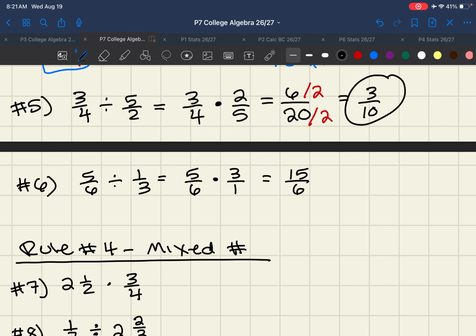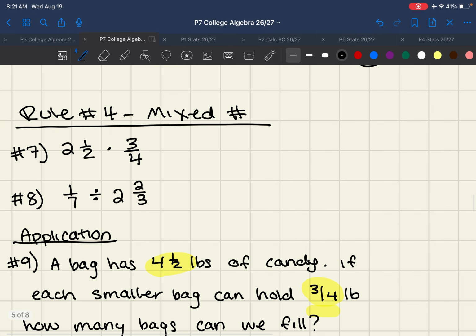Again, notice how I can simplify this because both the numerator and the denominator are divisible by 3. So if I divide 15 by 3, I get 5, and 6 by 3, I get 2. So my simplified fraction is 5 over 2. Okay. Rule number 4.